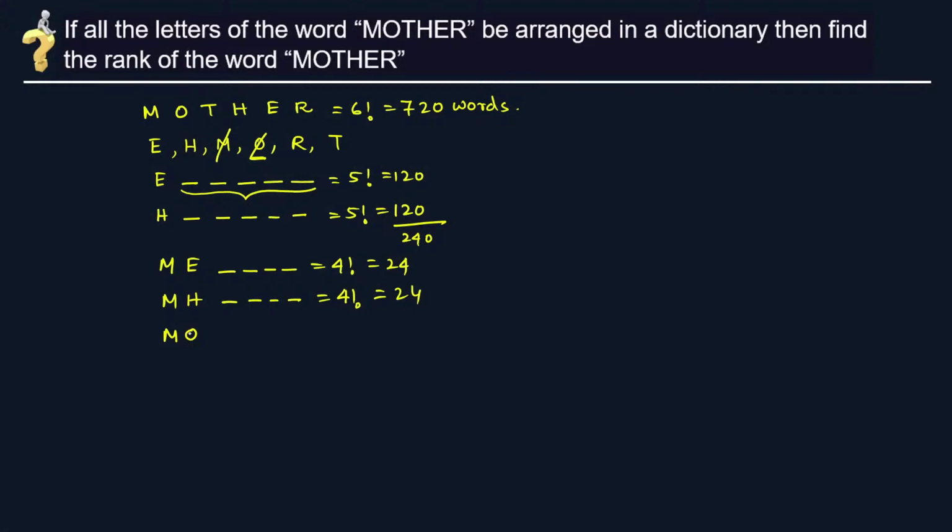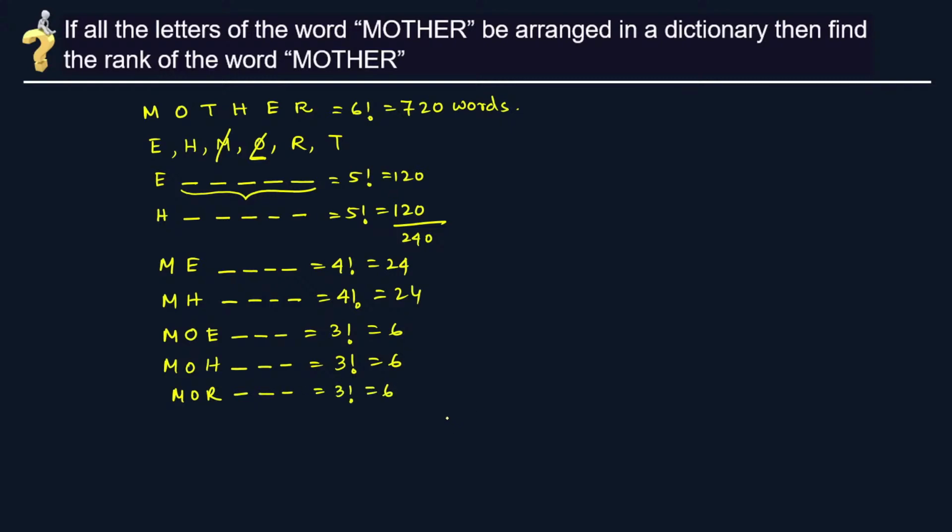So now it is M-O. After that, alphabetically it must start with E. After O, alphabetically it should start with E. So if it is E, then how many words will come? It's factorial 3, that is 6. After that, alphabetically H will come. Then again factorial 3, that is 6 words gone. After that, it will give us R. Again factorial 3, that is 6 words gone.